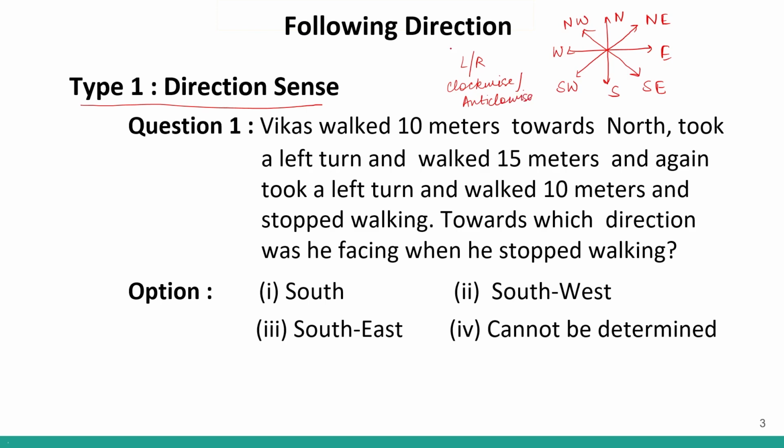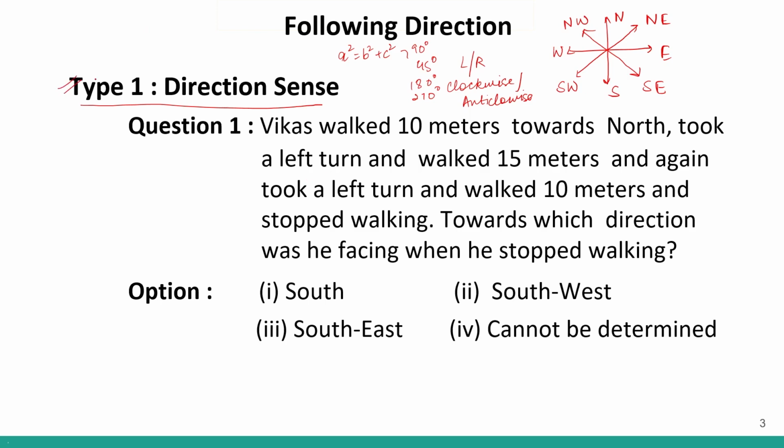Then we talked about rotation, so 90 degrees and 45 degrees rotation, 180-degree rotation, 270-degree rotation. We discussed all these. And then I also told you about Pythagoras theorem, which is a square equals b square plus c square. So all these concepts were discussed in the previous lectures. So based on all these concepts, today we will solve the questions on following directions.